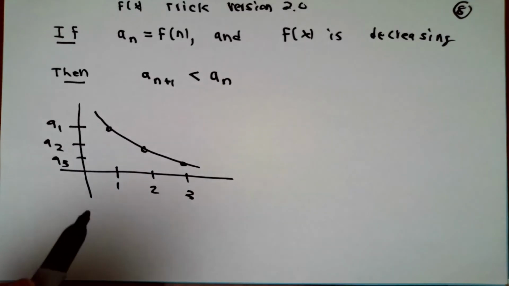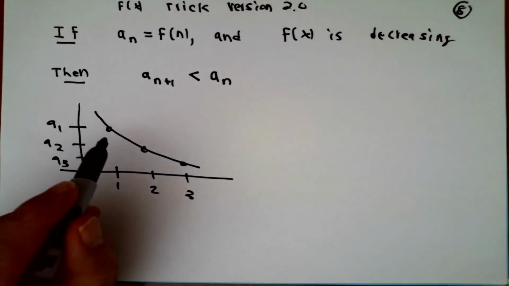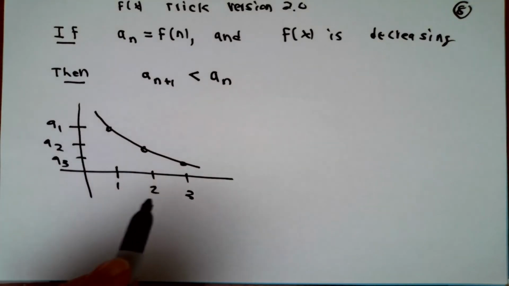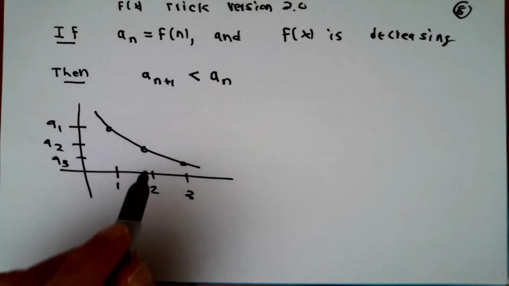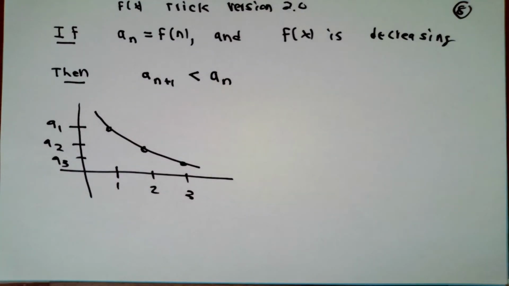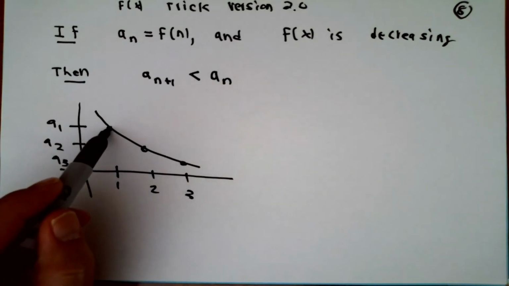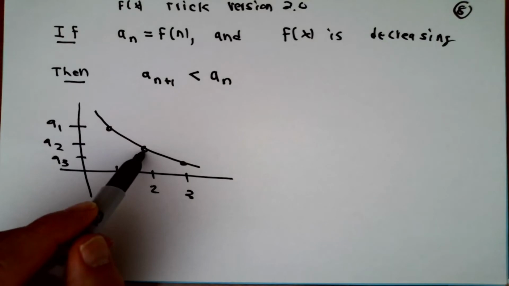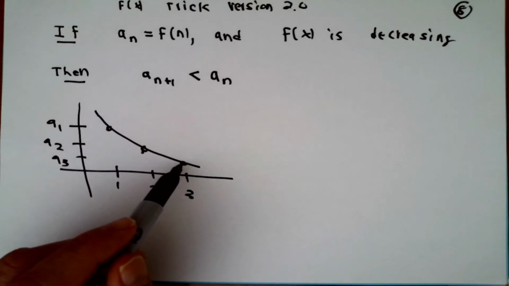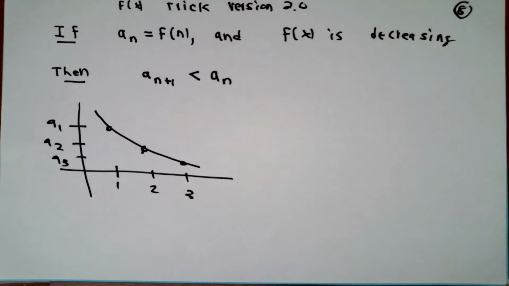On the other hand, when x is 1, I'm supposed to get back a1. When x is 2, I'm supposed to get back a2, and so on. So if all of the y coordinates on the graph of f are decreasing, that means in particular, this number has to be higher up than that one, and that one has to be higher up than that one, and so on. If the f were increasing, that would tell me that my sequence is increasing.